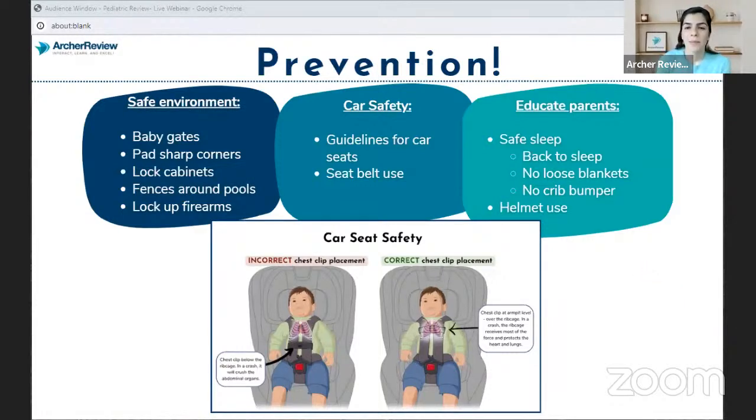And again, keeping them in the back seat at least till 13 years of age is going to be important because those airbags are pretty hard once they deploy. So you'd want to make sure that those kids are in the back seat.